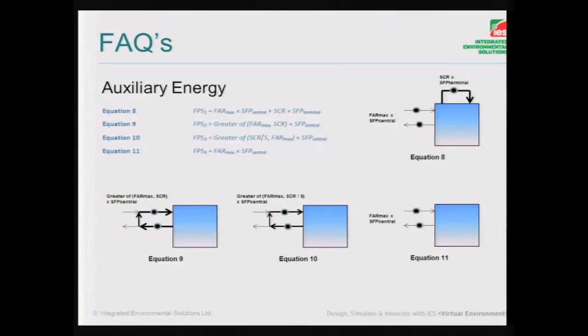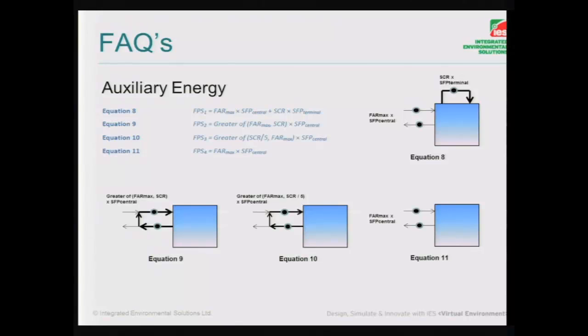So system 8, that's typically the system that will be employed within the notional building most of the time, and it generates probably one of the lowest levels of auxiliary energy. The calculation is based on this FAR max times SFP central. Now, simply put, FAR max is your outside air requirement, so basically your minimum fresh air, multiplied by the specific fan power of the central plant, which is at 1.8 in the notional building.